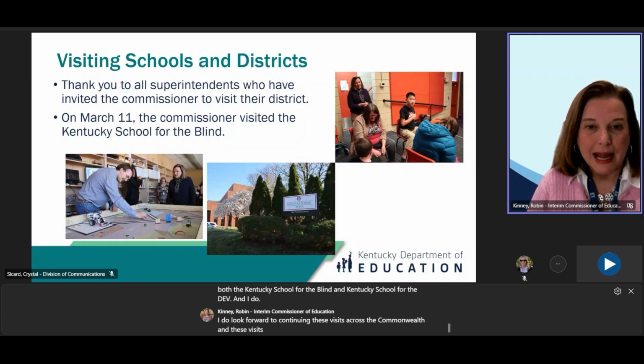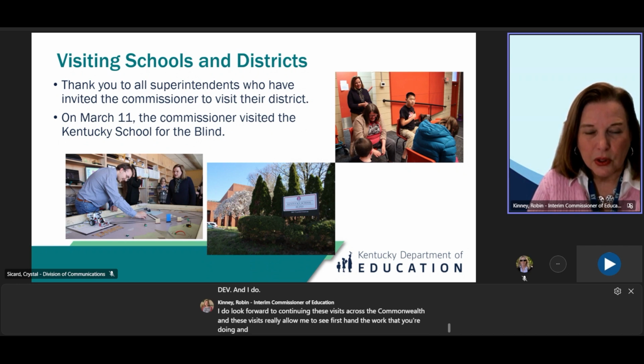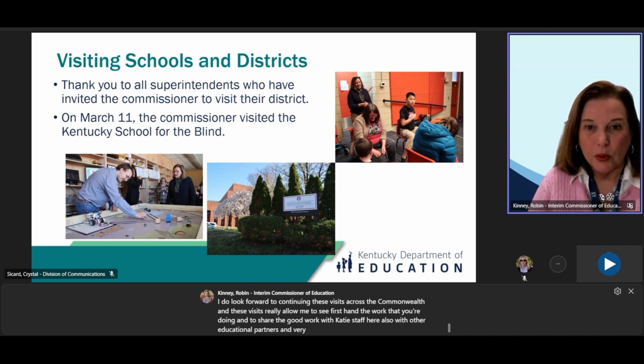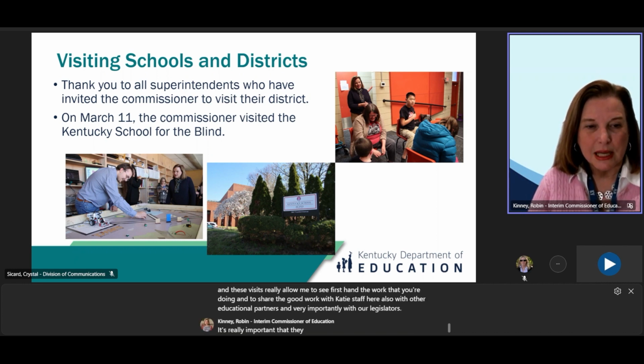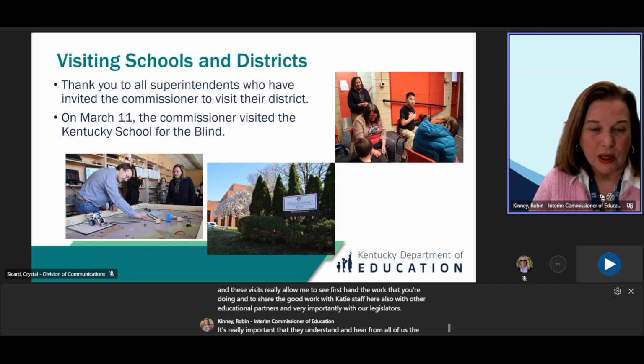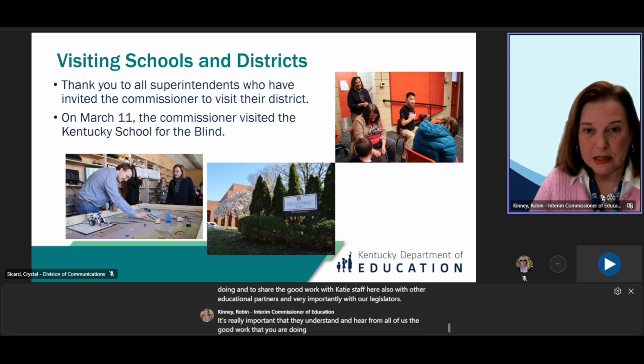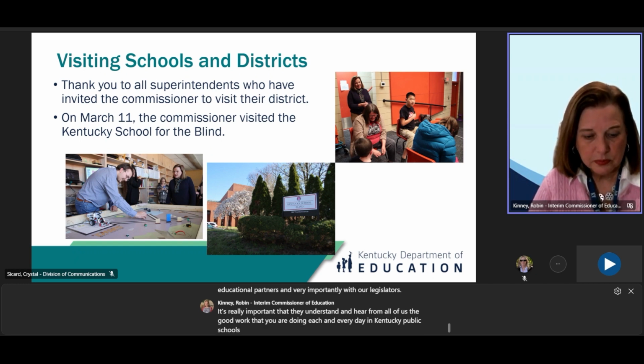These visits really allow me to see firsthand the work that you're doing and to share the good work with KDE staff here, also with other educational partners, and very importantly with our legislators. It's really important that they understand and hear from all of us the good work that you are doing each and every day in Kentucky Public Schools.